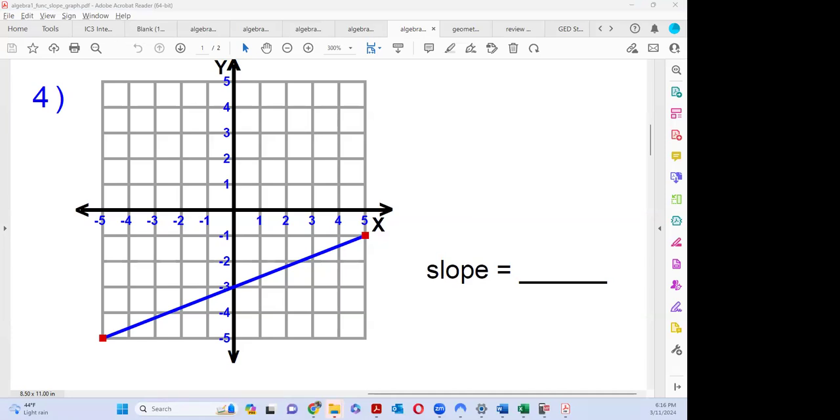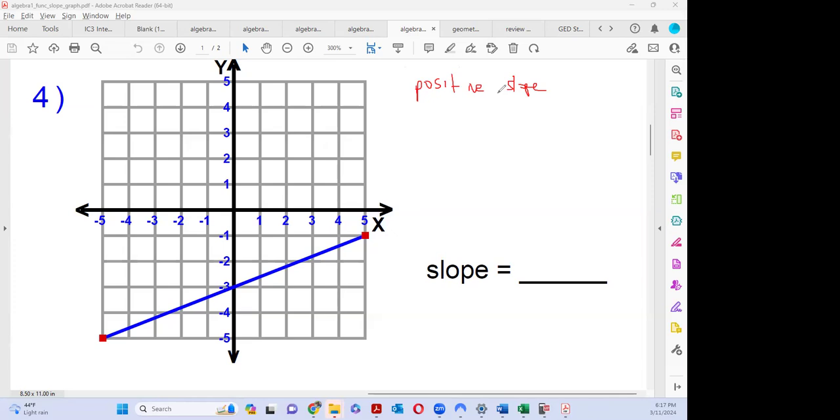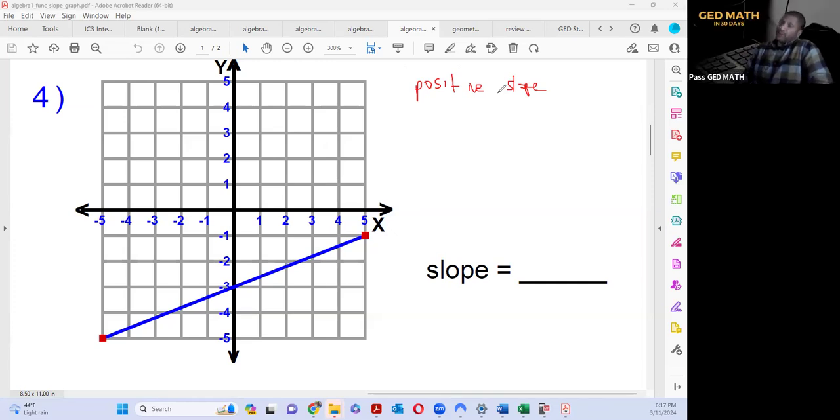I think it's negative because it's going down from right to left. From left to right, which way is it going? From left to right it's going up, so we know even without doing anything, this has a positive slope. If you have multiple choice answers, you could get rid of any answer that had a negative slope just by knowing whether the slope of this line is positive or negative.